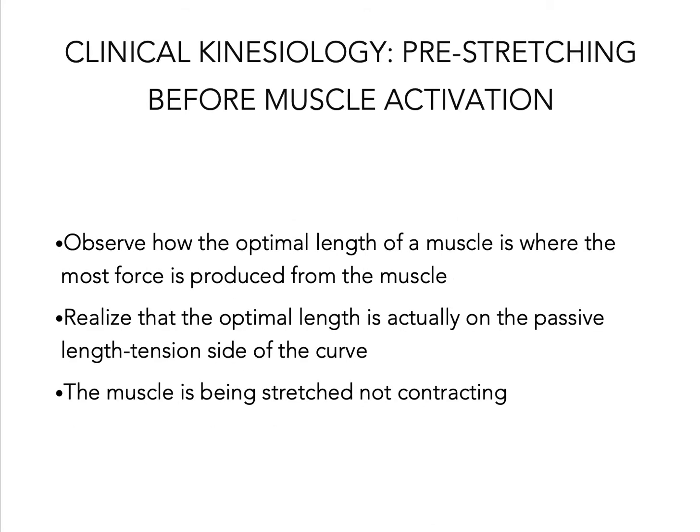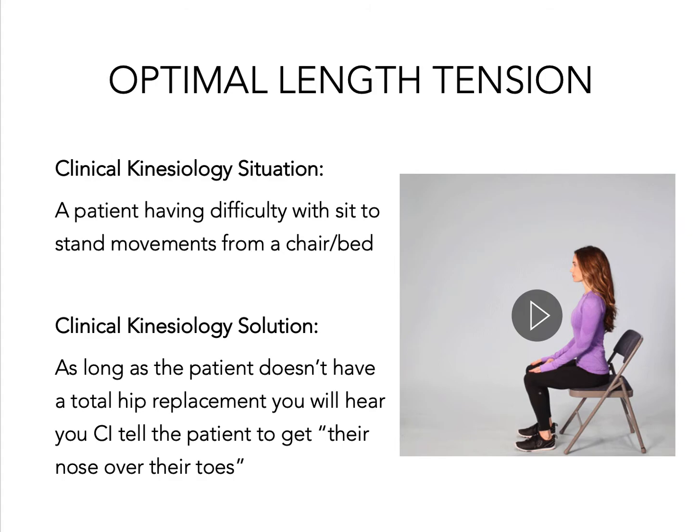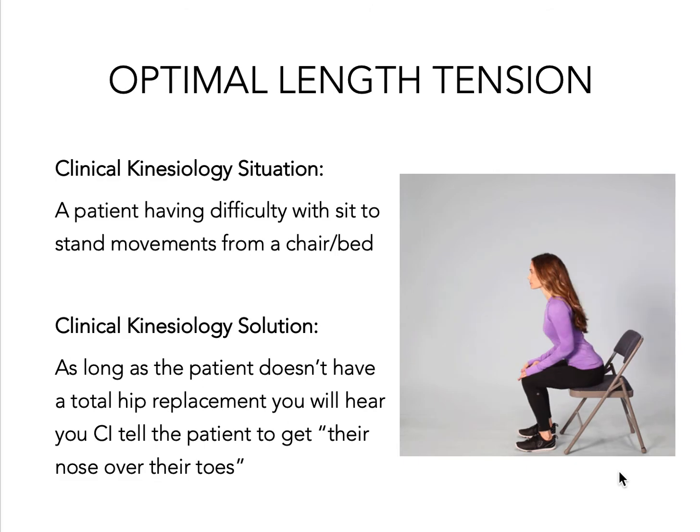Observe how the optimal length of a muscle is where the most force is produced from the muscle. Realize that the optimal length is actually on the passive length tension side of the curve, and the muscle is being stretched, not contracting. So let's take a look at this example. A patient is having difficulty with sit to stand movements from a chair or bed. As long as the patient doesn't have a total hip replacement, you will hear your CI tell the patient to get their nose over their toes.